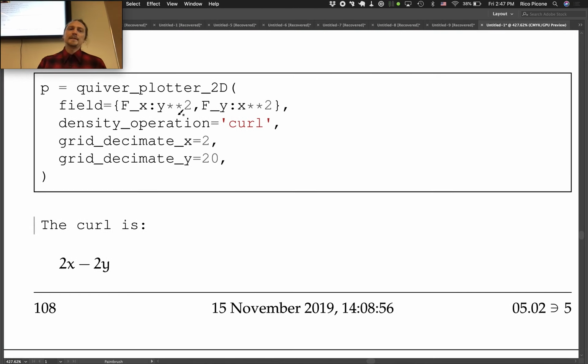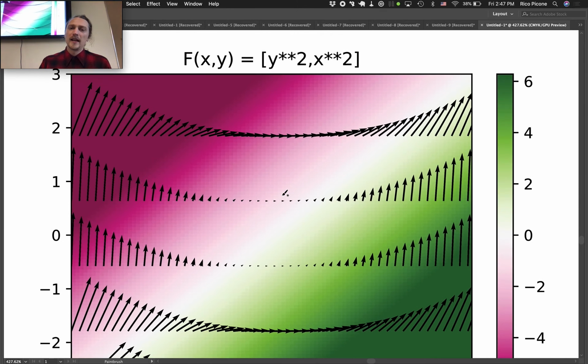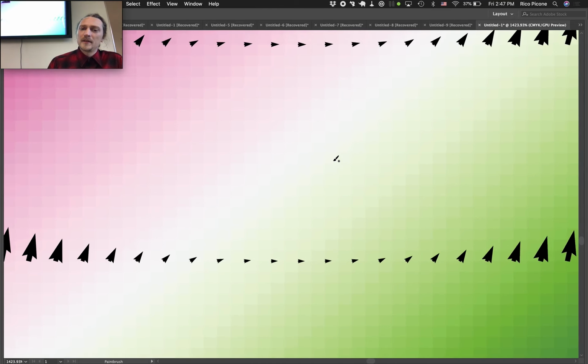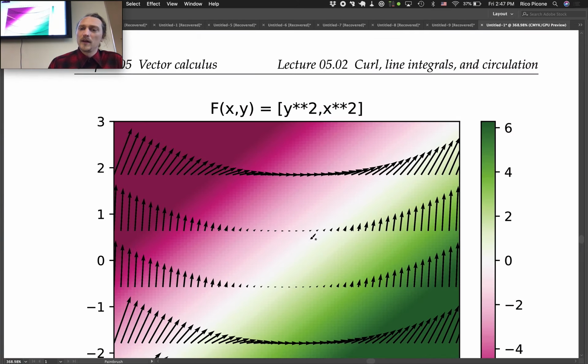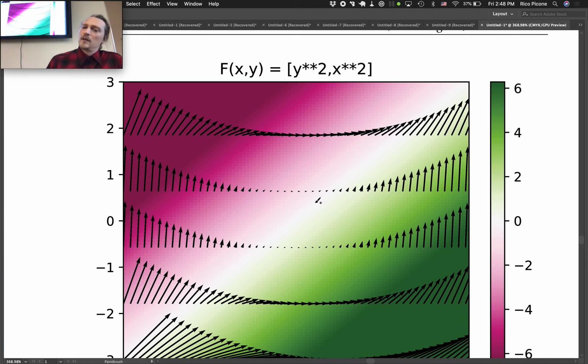Let's say the x component is y squared and the y component is x squared. Okay? I did a pretty sparse vector field representation here. The quiver plot's pretty sparse, so that you don't get too much going on in one plot. And I wanted to have a good view of what happens locally. So what happens locally in the center here, if you go along this white band in the middle, you're going to have zero rotation, right?